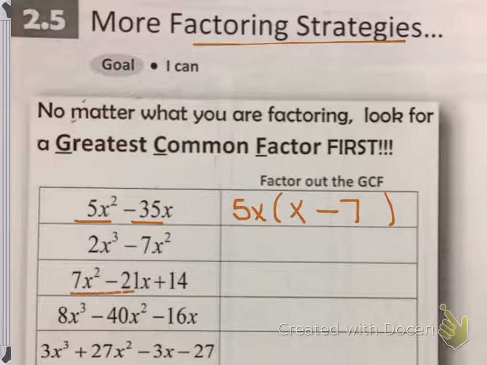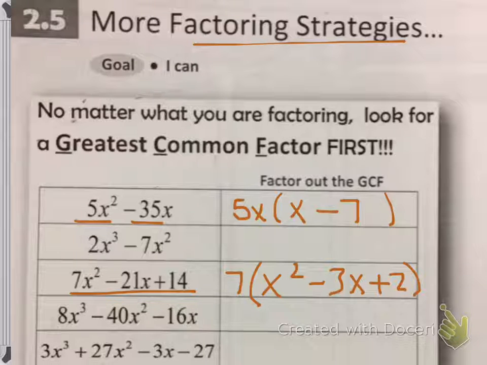Okay, looking at this one though, so let's just do every other problem here. I'm looking for the greatest common factor. I can see they're all divisible by 7, so I'm just going to take out the 7. 7 times what gives me 7x squared? That would just be x squared. 7 times what gives me negative 21x? That would be a minus 3x. And 7 times what gives me 14? That would be a plus 2. So GCFs are pulled out just like that.